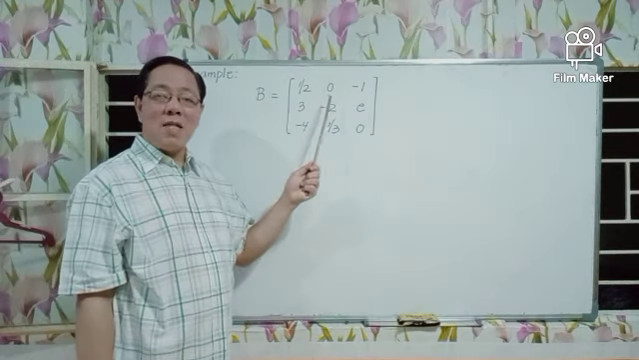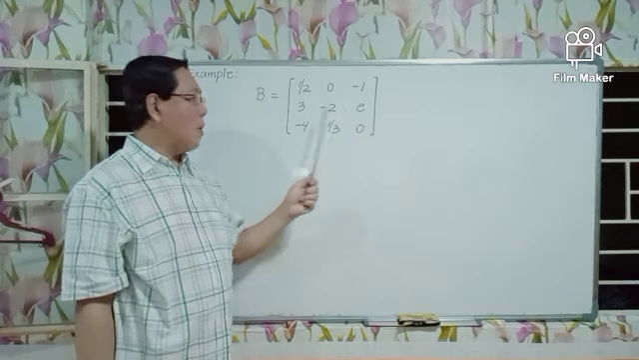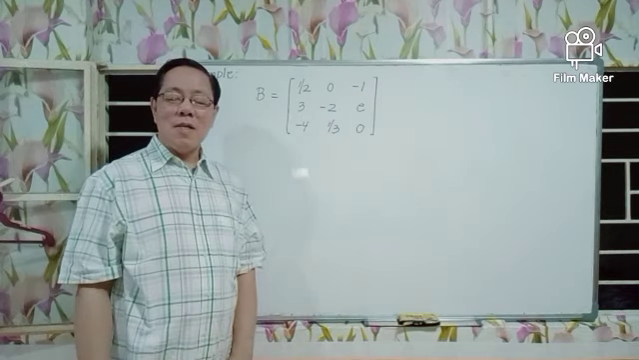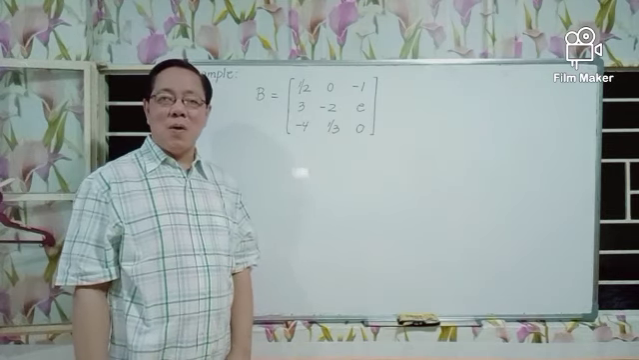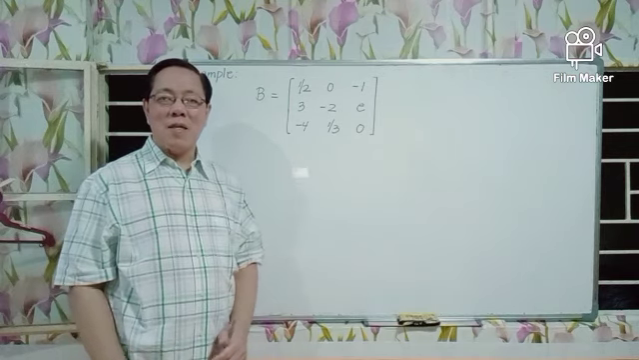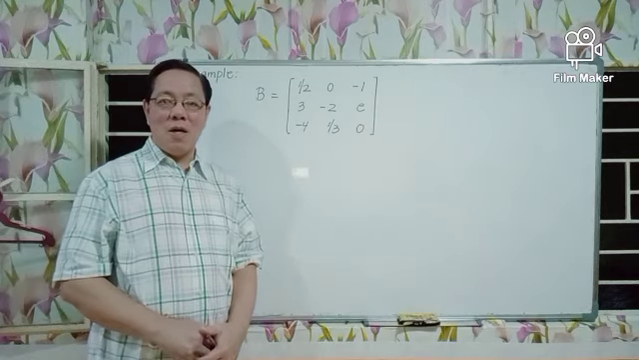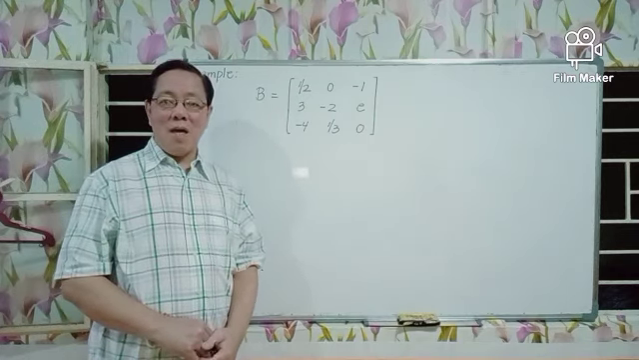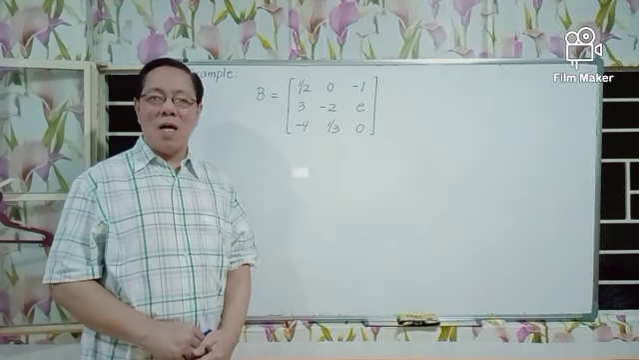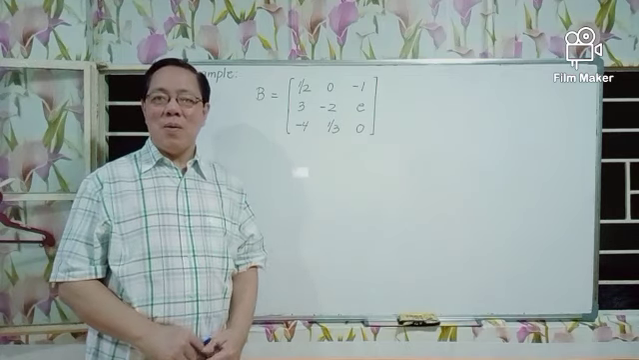If the non-diagonal entries are all 0, then the square matrix is called a diagonal matrix. We now define a diagonal matrix using our notation in general of a square matrix A with size n by n, with n columns and n rows.